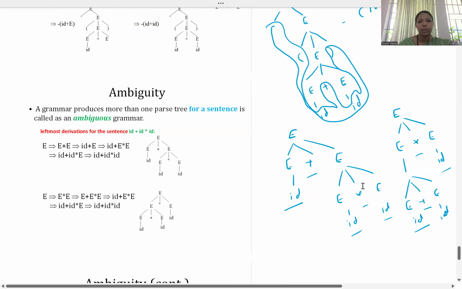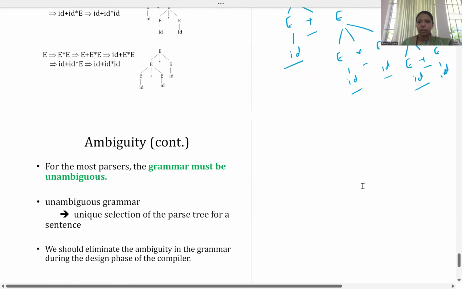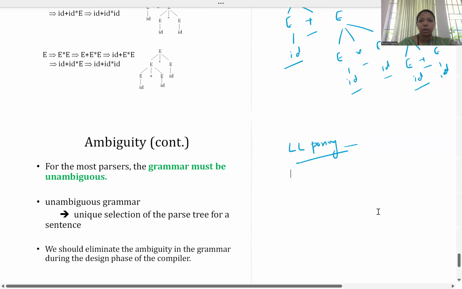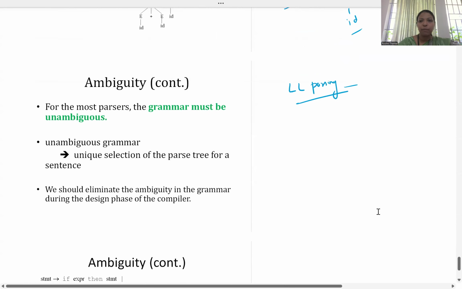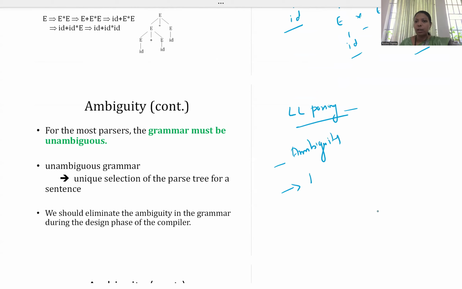So ambiguity should not be there actually whenever you apply parsing, especially when we go for LL parsing. So what is LL parsing? It is top-down parsing. When you go for top-down parsing, the grammar should not have ambiguity, the grammar should not have left recursion, and the grammar should not have left factoring. These three things should not be there.